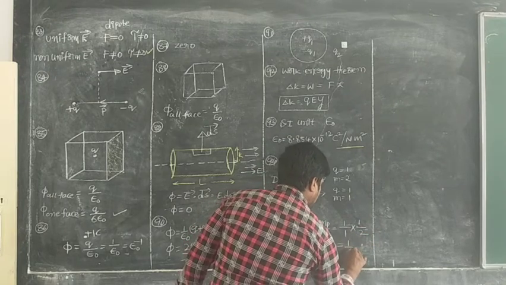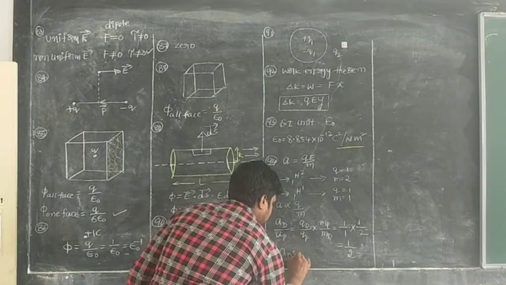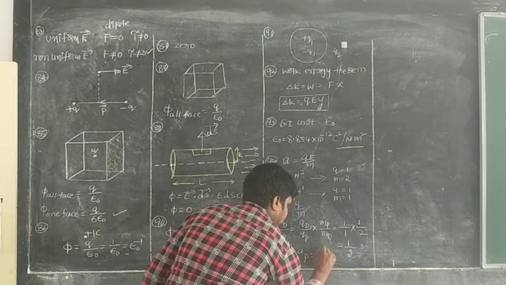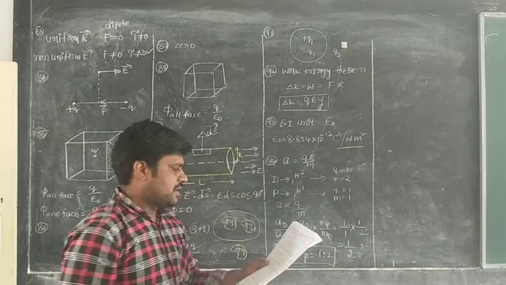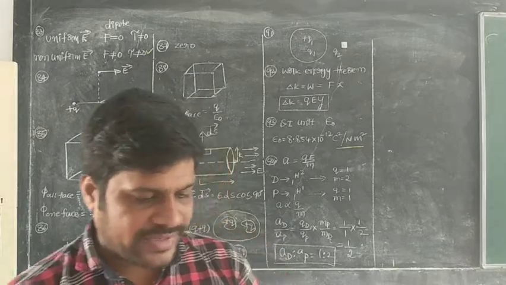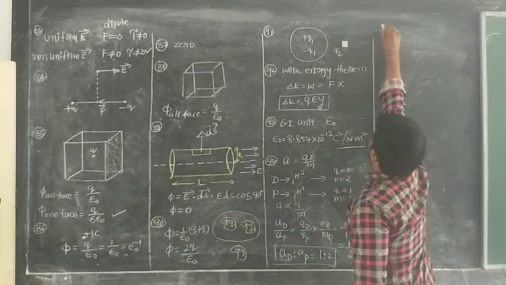So the answer is nothing but 1:2. So A_d to A_p is equal to 1:2, that is the answer. So which option is correct here? That is nothing but option number 1 is correct. Right? Next one, problem number 95.